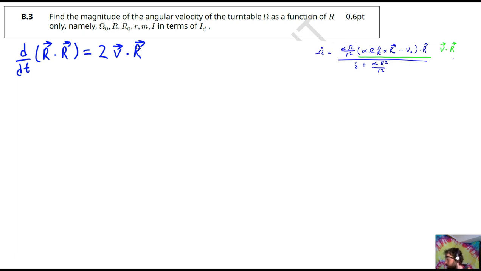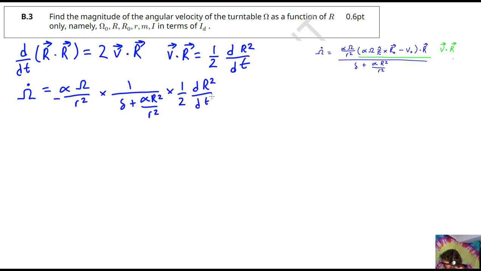we can get rid of this bit that's highlighted in green by essentially using that v dot r is going to be equal to a half dr squared dt. So we can substitute this in, and then we get this. Alright, I'm just going to do the denominator first, like this. Now, integrating the right hand side here is going to be a little bit difficult.